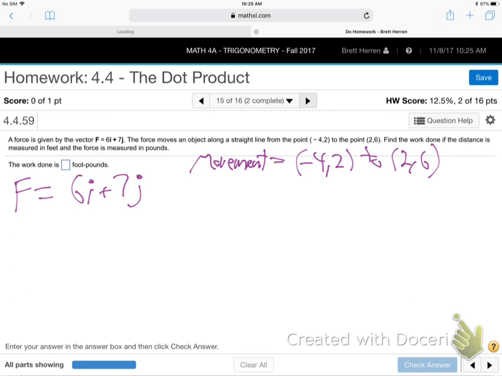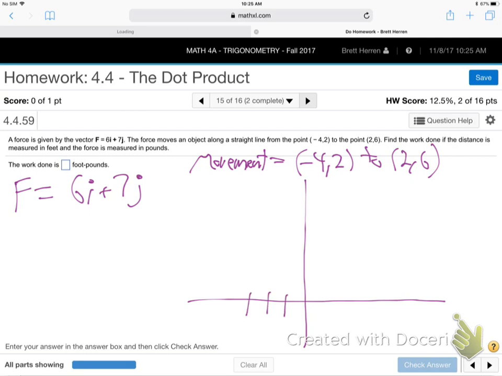Negative 4, 2 to 2, 6. So you're applying a force, there's the force vector. And the thing you're moving is moving from negative 4, 2 to 2, 6. So we really need to draw a little axis system, don't we? And take a look at that.